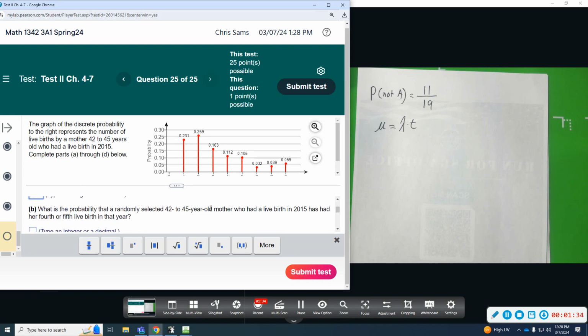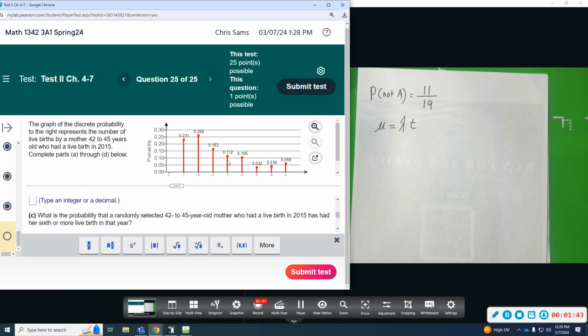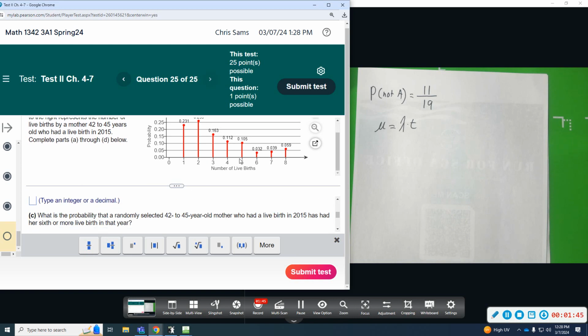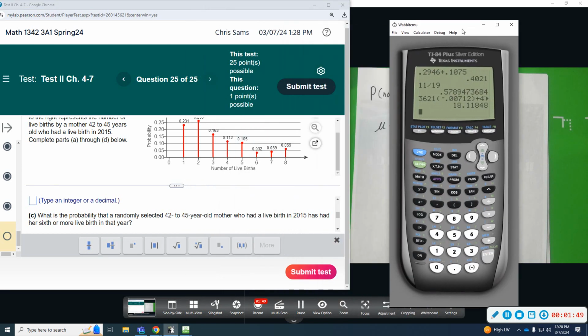What's the probability a mother who had a live birth in 2015 had her fourth or fifth live birth in that year? So this time we're going to add 4 and 5. So I'll add these two columns together. So 0.112 and 0.105. Actually, we just get 0.217. Just adding those.